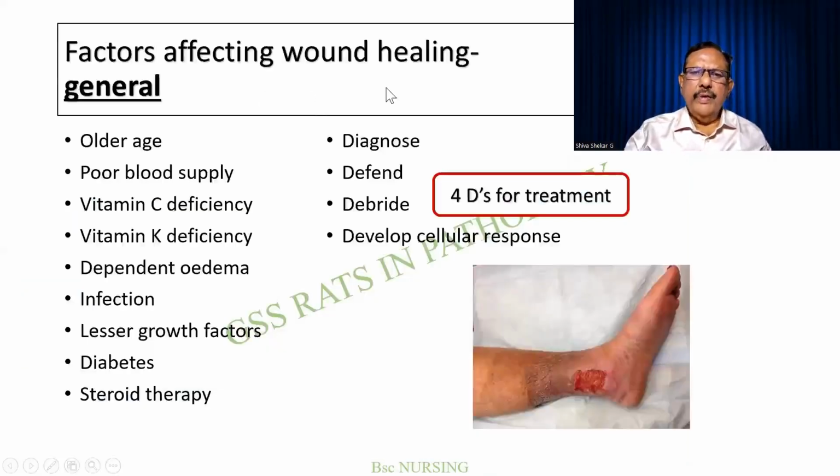What are the factors affecting wound healing? Always you must think of the subheadings. There are general factors that I have given over here. Older age, delayed healing, poor blood supply, vitamin C deficiency, vitamin K deficiency, dependent edema. So in some areas when there is a lot of pressure, there will be delayed healing. Infection, lesser amount of growth factors, diabetes, patient is on steroids. So these are all general factors affecting wound healing. You must write them by heart under general factors.